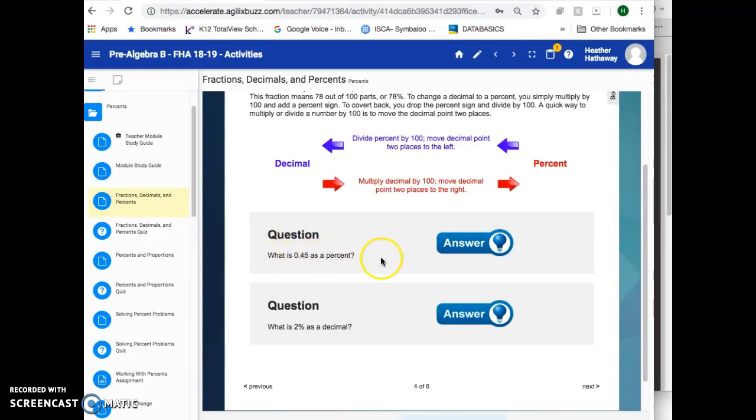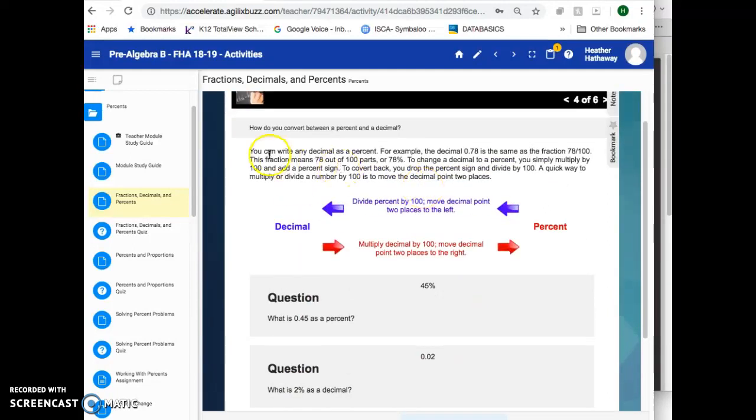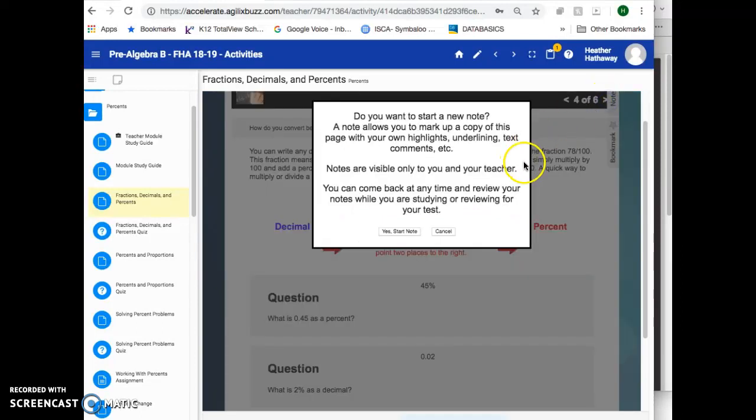And then write down these 2 examples. What is 0.45 as a percent? 45%. What is 2% as a decimal? 0.02. So give it your best shot. Remember to go through this, read through everything. I'm not going to walk you through everything because it's right here in your course.